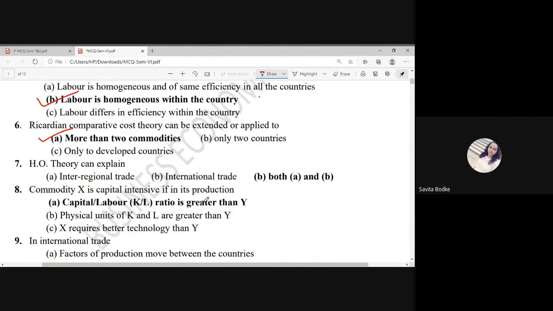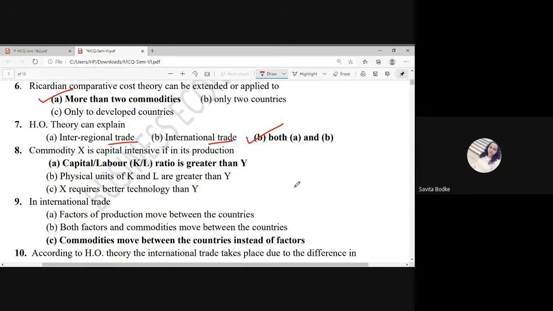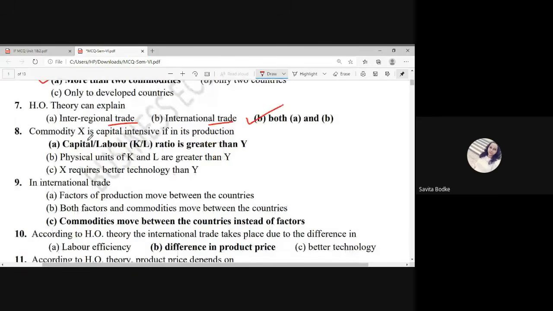Seventh MCQ is, HO theory can explain. It explains interregional trade, it explains international trade. So the appropriate option is the last option. Next one is, commodity X is capital intensive if in its production. So they have given you the first option, that is capital divided by labor, that is the K divided by L ratio is greater than Y, and it is the appropriate answer.